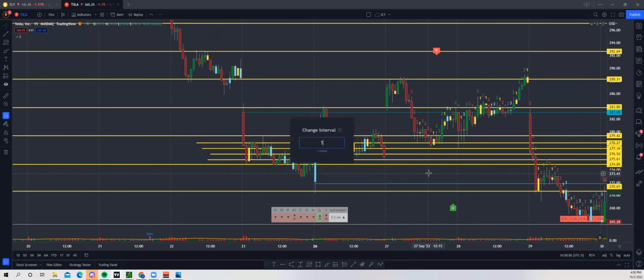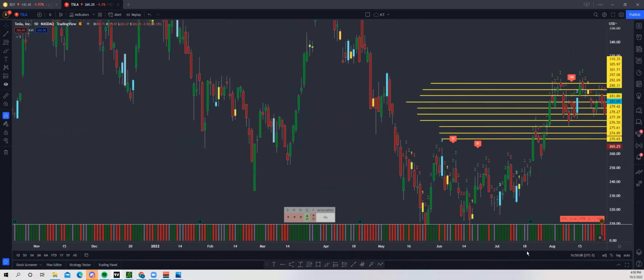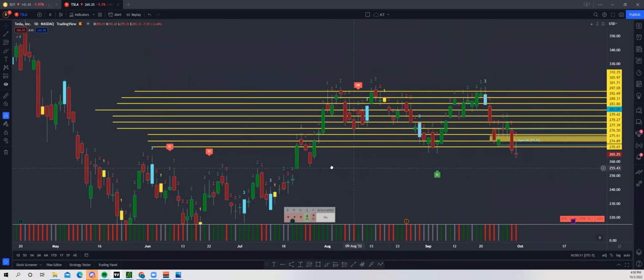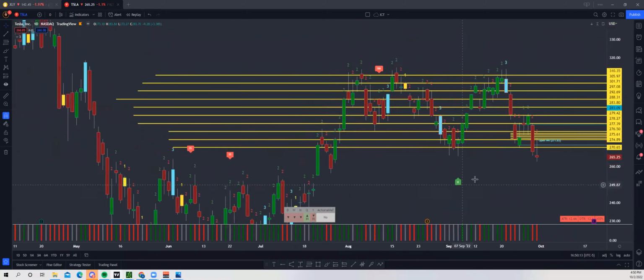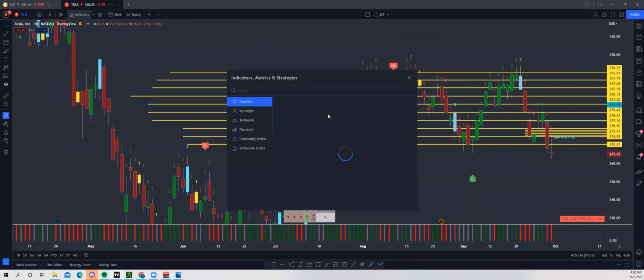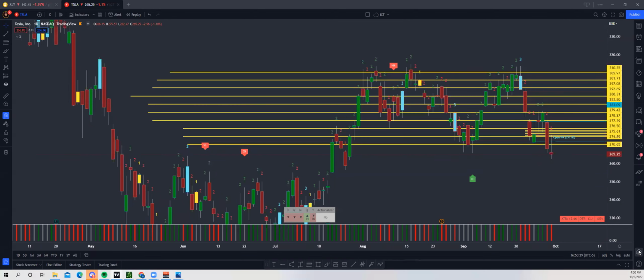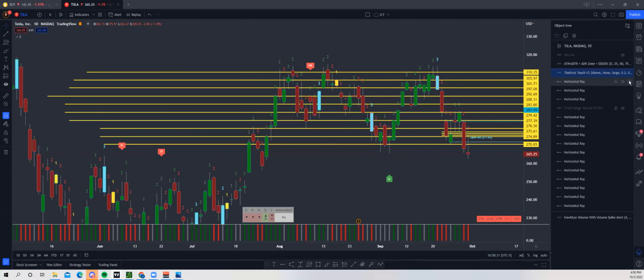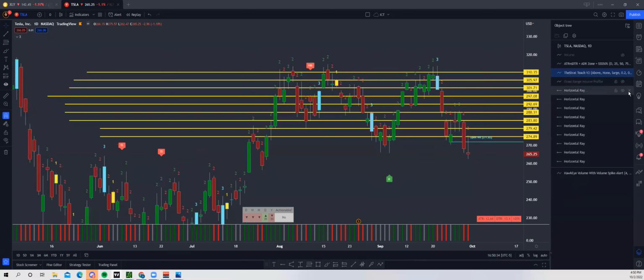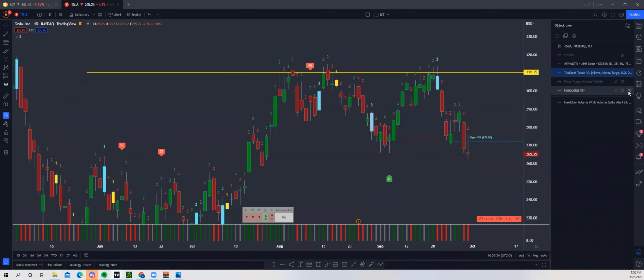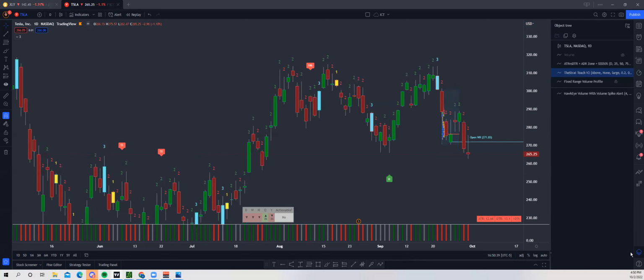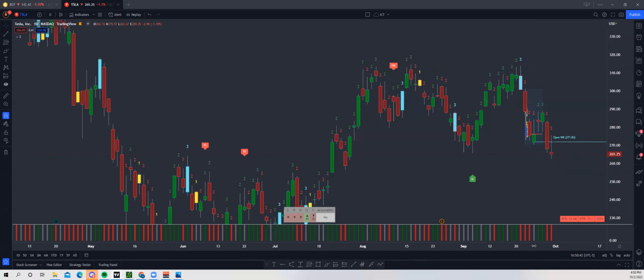So how I get those levels is because this is the easier way. What I do is I go to indicators. I type in fixed volume range profile. All right. This is the indicator, fixed range volume profile. Let me just exit out of all these. And you can see the fixed volume range profile right here. That might have been the last one I did.